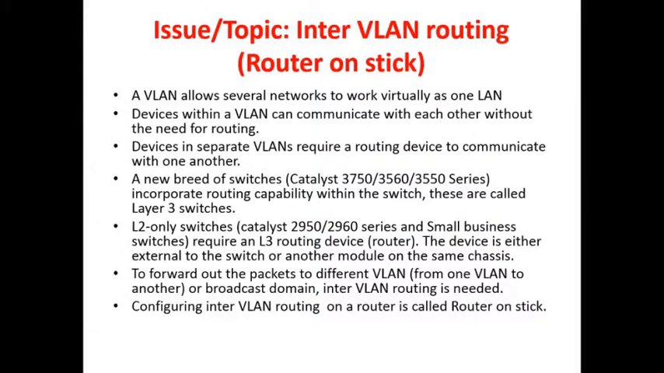A VLAN allows several networks to work virtually as one LAN. Devices within a VLAN can communicate with each other without the need for routing. Devices in separate VLANs require a routing device to communicate with one another. A routing device can be a router or a layer 3 switch that has routing capability.